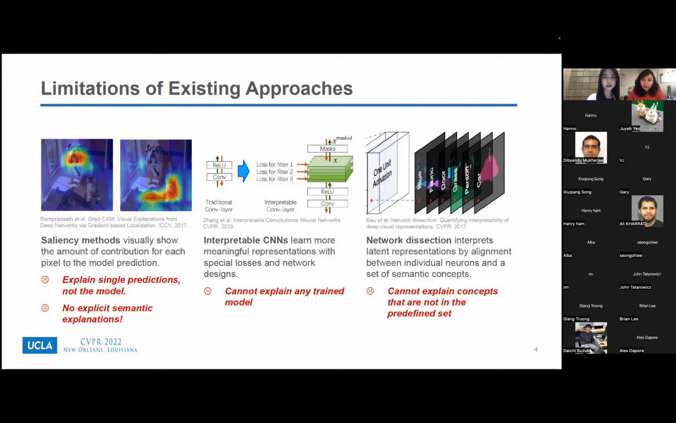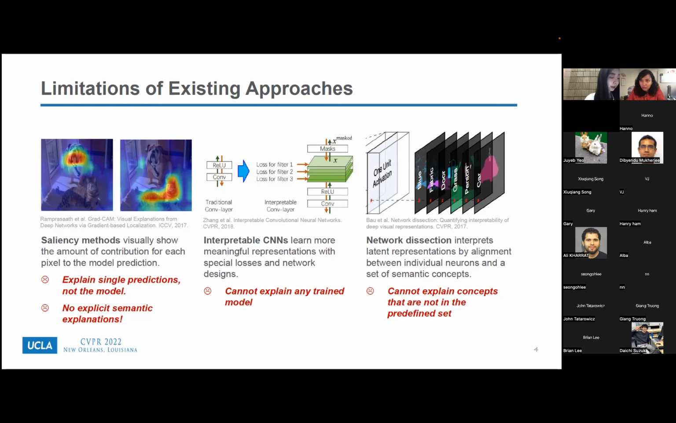Another work that is closest to ours is network dissection. It interprets latent representations, but it cannot explain concepts that are not in the predefined set that is used to train the explainer.